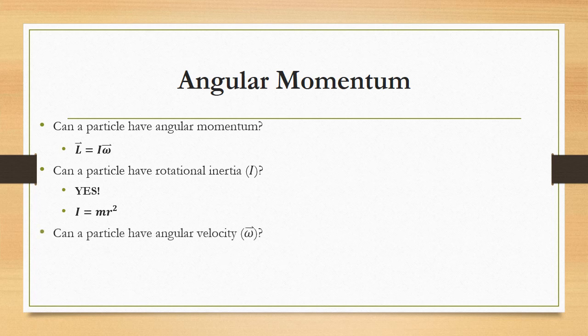What about angular velocity? Can a particle have angular velocity? Absolutely. And there's even a relationship between its translational velocity and its angular velocity, which is v equals r omega. And if you wanted to, you could solve this for omega and say omega is translational velocity v divided by r, the radius of the circle.